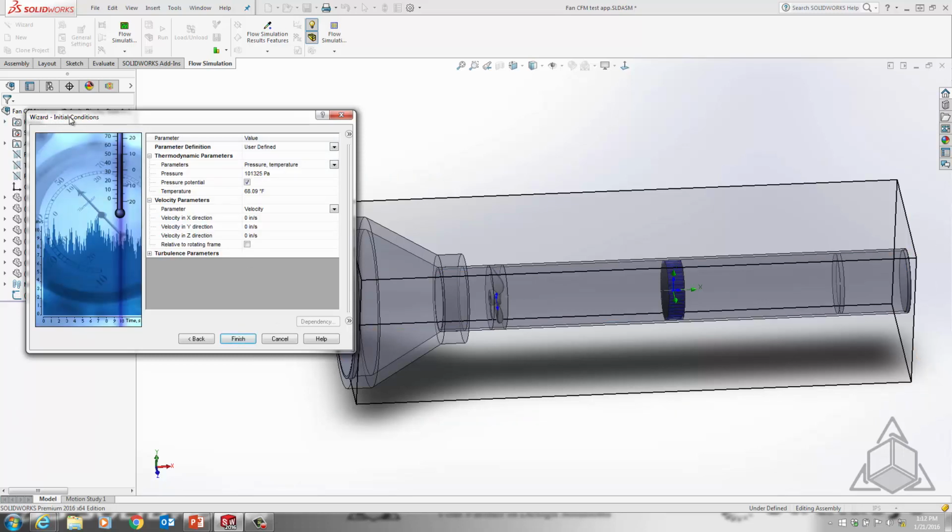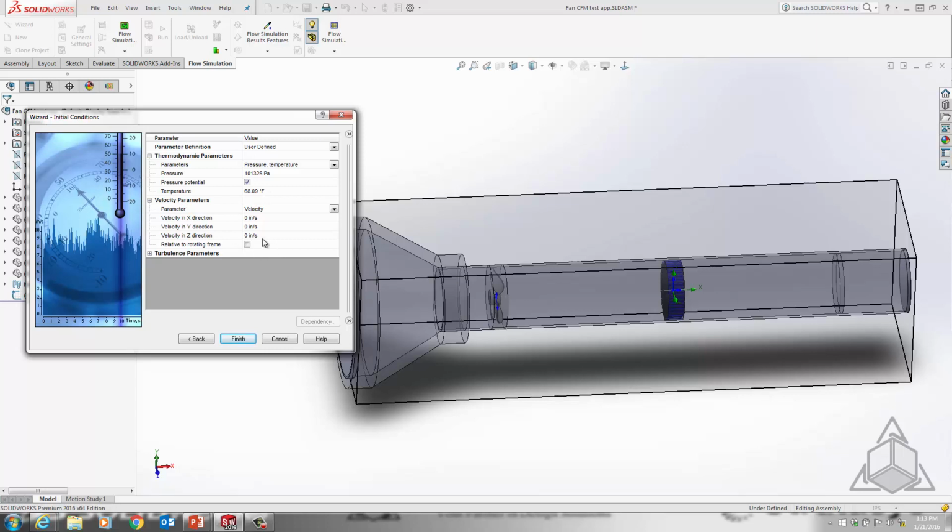And here's where I set up my thermodynamics parameters and velocity parameters, basically my initial conditions for this analysis. The pressure is going to be atmospheric pressure, 101,325, and I'm going to leave the temperature at 68.09. That's the default temperature, room temperature. It's close to 70, but I think we're in good shape here.